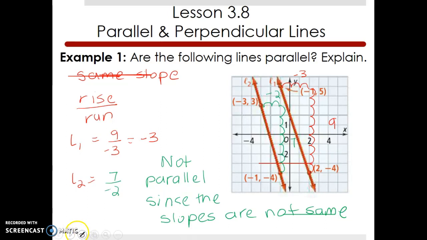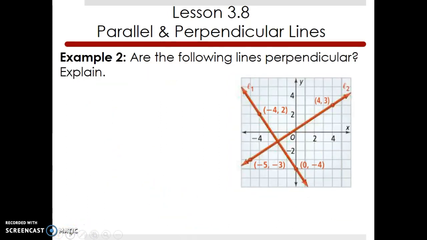So let's do this with perpendicular lines. For perpendicular lines, it has to be negative reciprocal slopes. So I'm going to do my line 1 and my line 2. Again, when you do slopes, it's rise over run. So let's try that. 1, 2, 3, 4, 5, 6. So it's 6 down. 1, 2, 3, 4. 4 in the positive direction. So it's -6 over 4, which simplifies to -3 over 2.